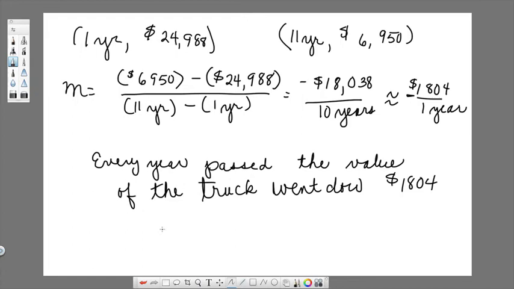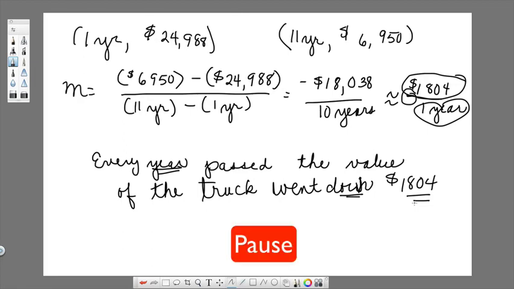So we had to account for the negative sign. That means that the price went down. The negative we had to account for the money and the time. We did here. Every year it went down $1,804. Now, as long as your answer is close to mine as far as values, if you came out with $1,700 or $1,900, depending on your point, that's fine. All right. Teacher, pause the video until students have had a chance to add this to their notes.